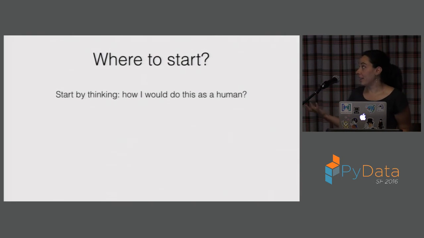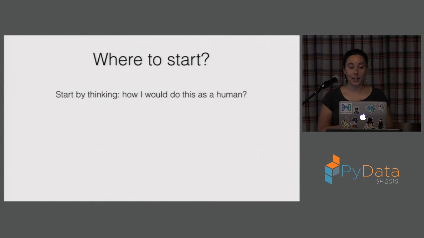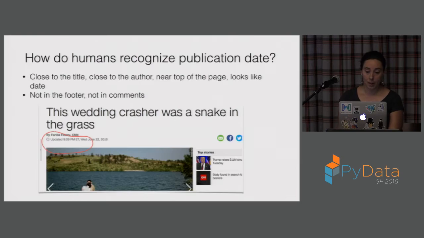I really like this type of problem because you have to start by thinking, how do I, as a human, think of this problem? So how do we recognize a publication date? If we look at this page, how do we know? A bunch of things we think about is, well, it's probably close to the title. It's probably close to the author. How do we know something's the title? Well, it's usually a bunch of really big text at the top of the page, close to the main body.